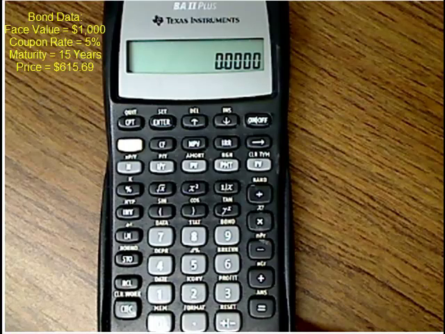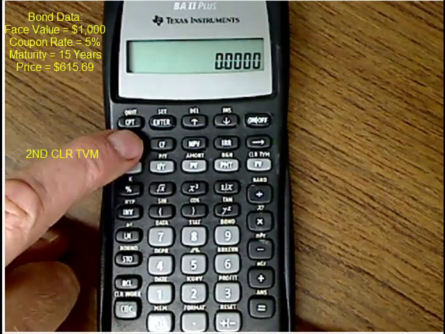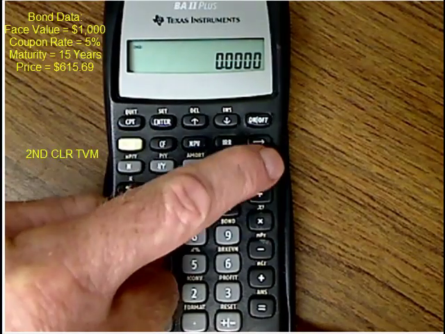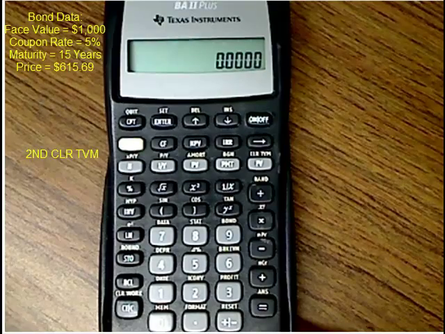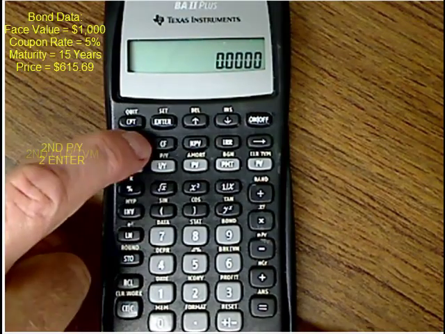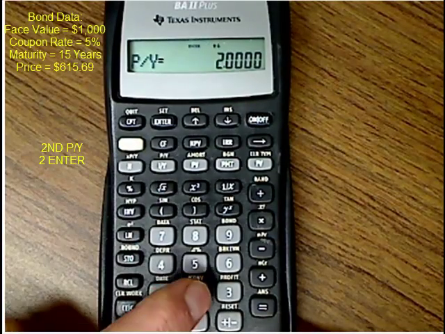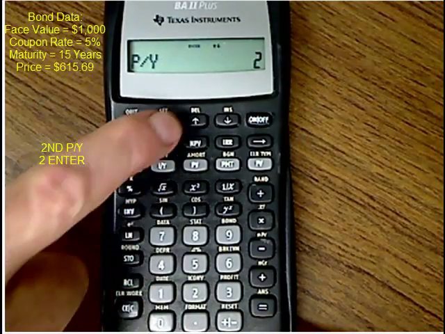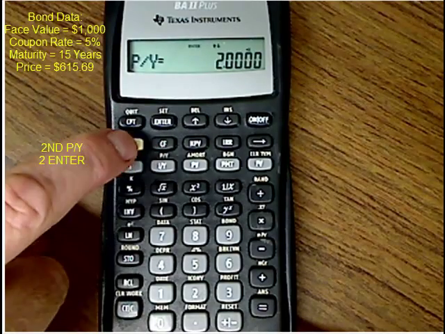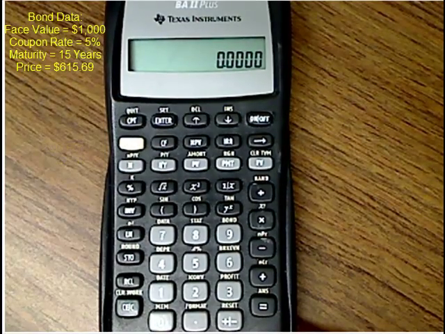In this video, I want to show you how to use your Texas Instruments BA II Plus calculator to find the yield or the required return on a bond. First thing I'm going to do is to clear out my TVM. I'm going to hit second, clear TVM, and since bonds pay interest twice a year, I'm going to change my P/Y to 2. If it's not already set at 2, hit a 2 and then hit enter. Then hit second quit to get out of that.